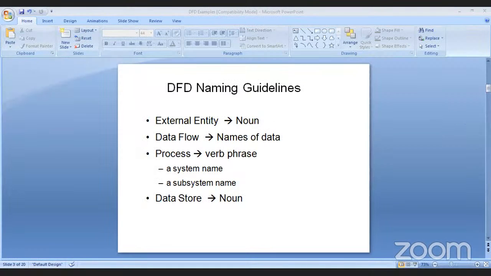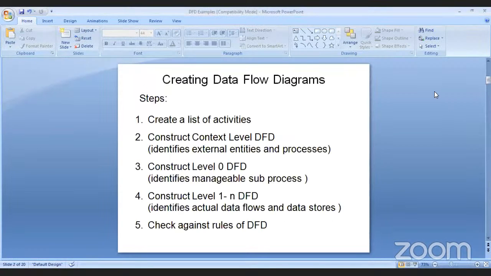So to start with the DFD, what is a DFD? DFD is the data flow diagram which exactly shows what data will move in what direction and from which component to which component. So you have to create a list of activities. You have to construct the context level DFD, that is the simple 0 level DFD. Then you can go for second level, third level, fourth level.